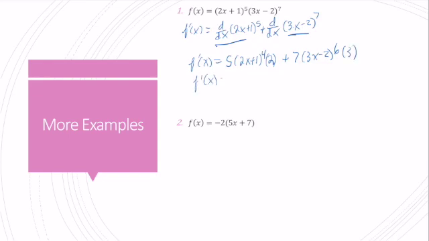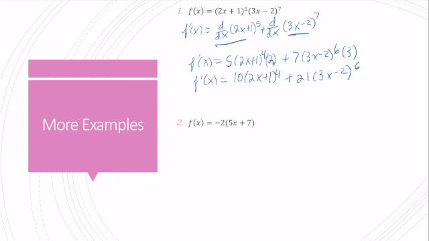So now the derivative of my function is 5 times 2, so I've got 10, 2x plus 1 to the 4th, plus 7 times 3, 21, 3x minus 2 to the 6th.